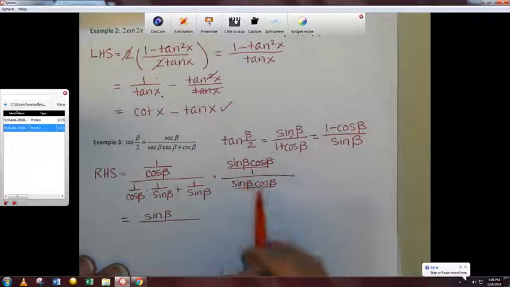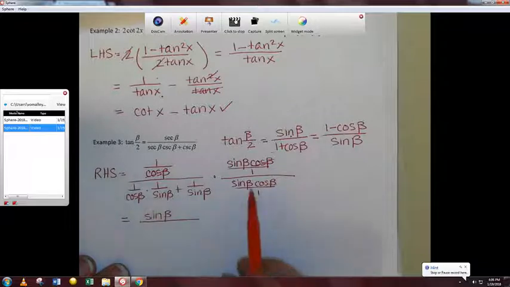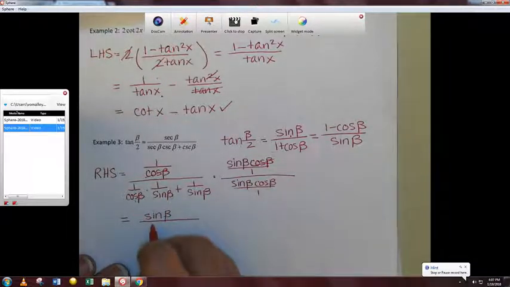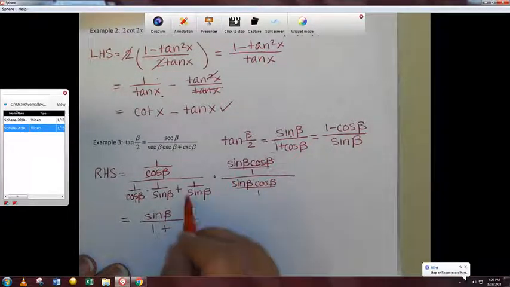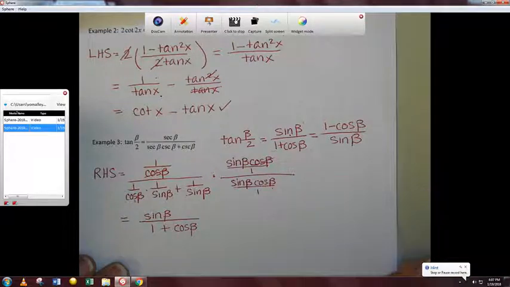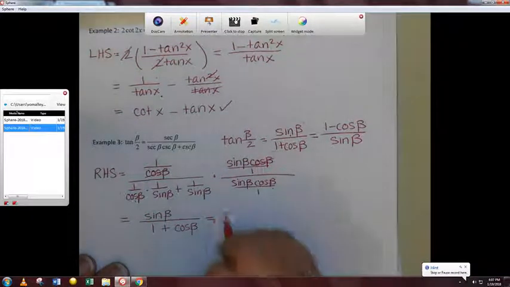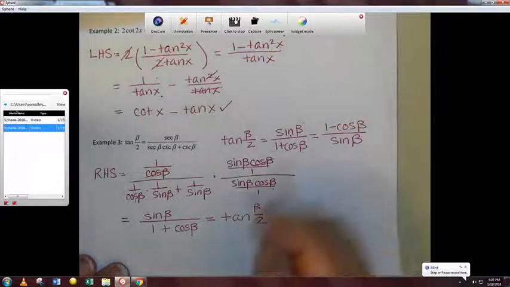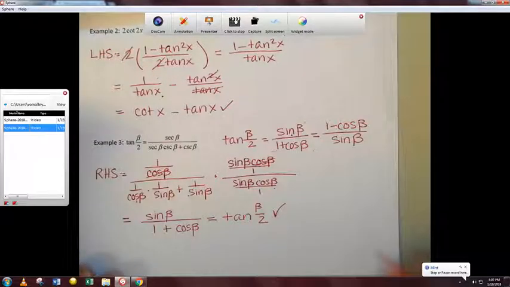And now in the denominator, I'm going to need to distribute this through. So when I distribute to my first term, 1 over cosine beta times 1 over sine beta, the cosine beta will cancel and the sine beta will cancel, and I'll be left with 1. Now in the second term, the sine beta will cancel, and I'll be left with cosine beta. And you can see that equals the identity, which is the half angle identity for tangent. So we can replace it with tangent of beta over 2, which is what we were trying to get to on the left-hand side. So this identity is now verified.